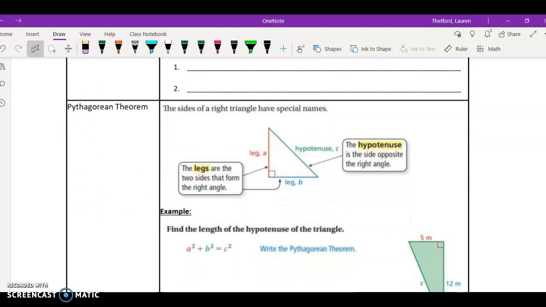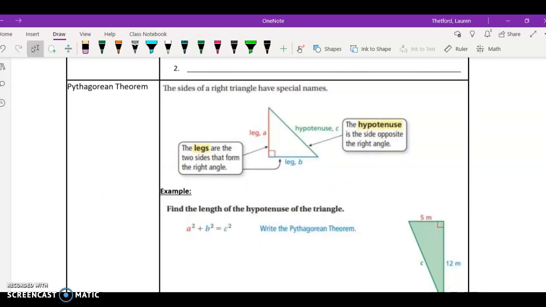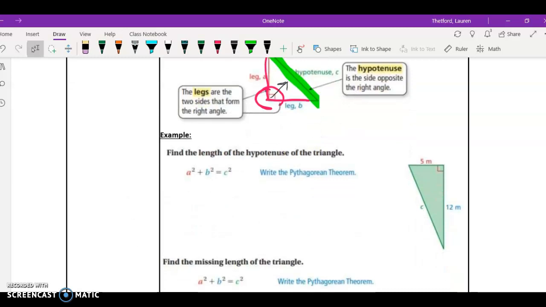So the Pythagorean theorem, we learned this the other day, but I'm going to go through it again because it's been spring break and a lot of us kind of tend to forget some things over that time. And so when we have a right triangle, we have 2 legs, and those 2 legs are always the 2 sides connected to that right angle. And then the hypotenuse is our side length that is across from our right angle. And so we're going to do a quick example.